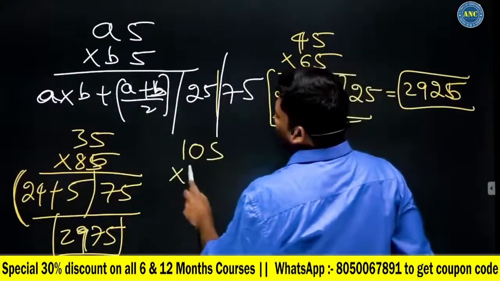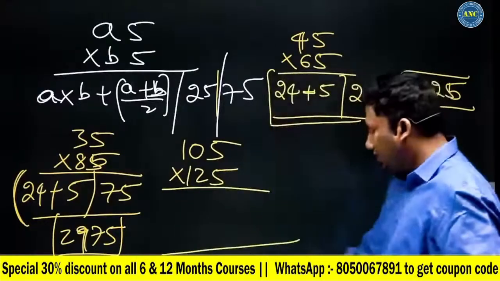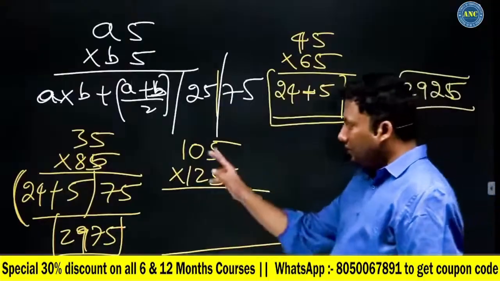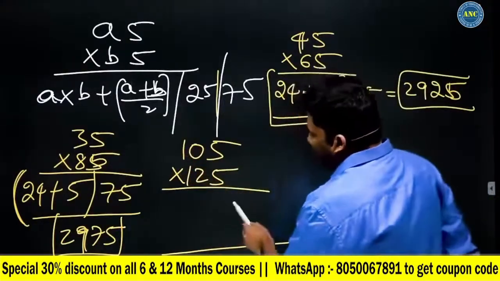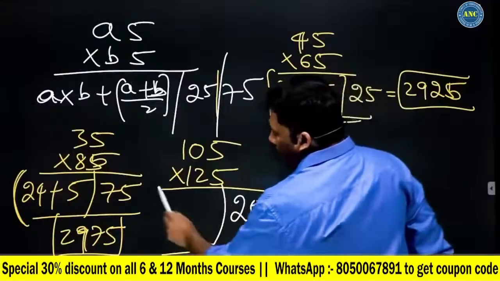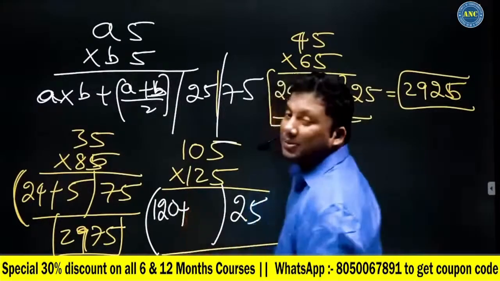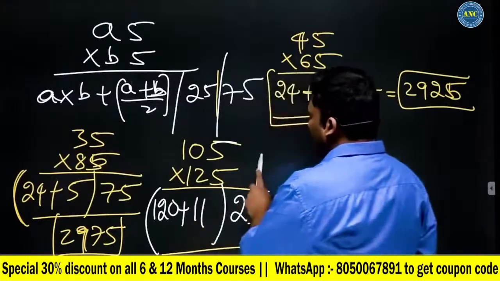105 into 125. 10 is even, 12 is even. Even 5 into even 5, last two digits 25. 10 12s are 120, plus A plus B by 2. 10 plus 12, 22 by 2, 11.